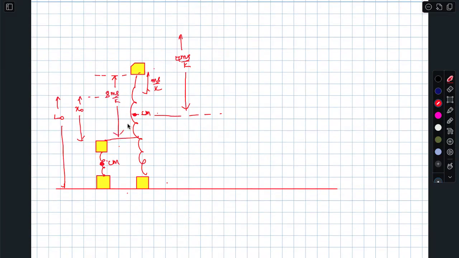Yes or no? Half of this will be the rise during this process. Why? Because one mass is all the time at rest. From this stage to this stage, this block displaced by 8 mg by k. So the center of mass will displace by 4 mg by k. And from here onwards, how much is it displaced? You have an idea, 4 mg by k. So what is the total displacement, total rise? 8 mg by k. Doubt cleared or not?